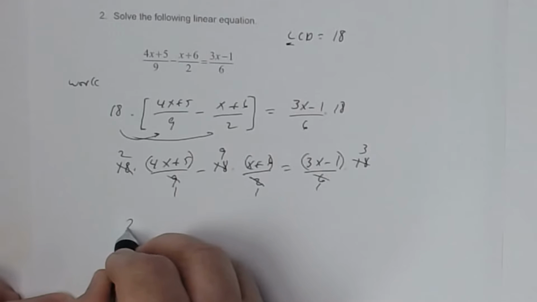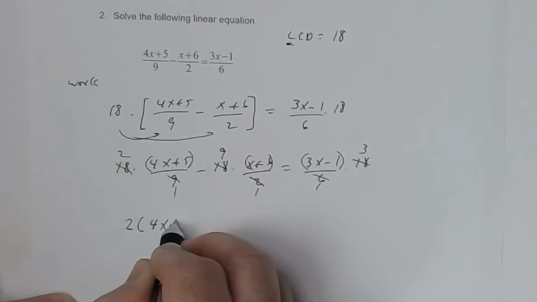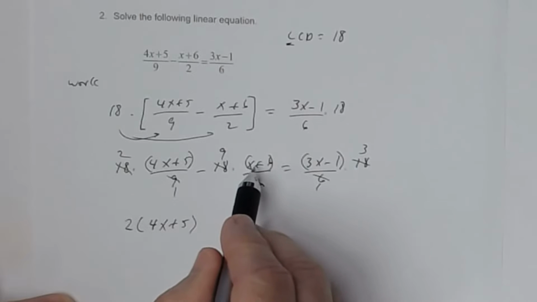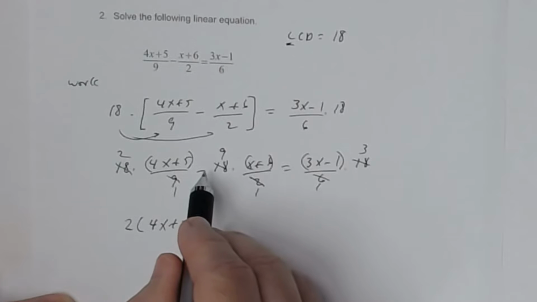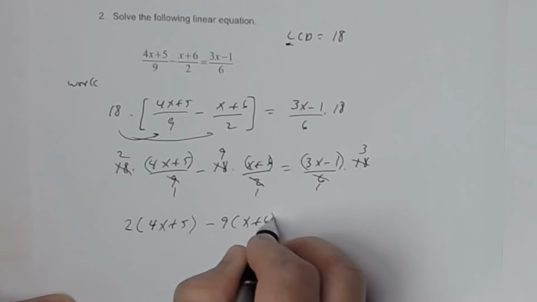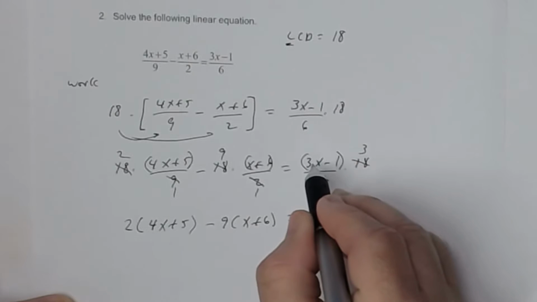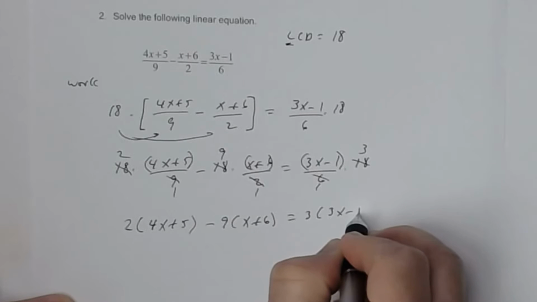So the next thing you need to do is to write out what you're seeing. So I'm seeing 2 times 4x plus 5. Over here, x plus 6 divided by 1 is x plus 6. But that x plus 6, that variable expression, has to be multiplied by 9. In this case, we're going to say a negative 9. So minus 9 times x plus 6 equal. And on this side, same thing. 3x minus 1 divided by 1 is 3x minus 1. But that variable expression has to be multiplied by 3. So we're going to say 3 times 3x minus 1.